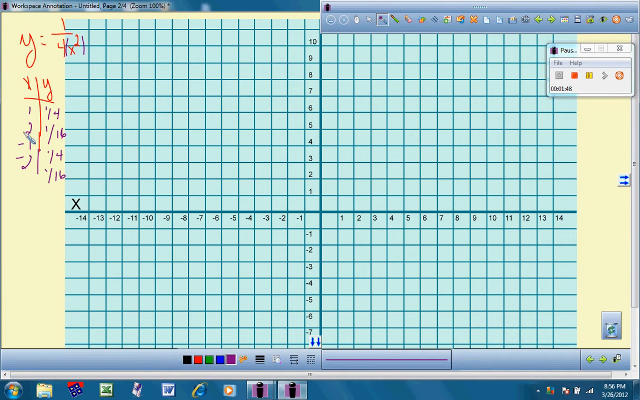Okay, so let's see what happens when I go to graph those points. You're going to graph 1 and 1/4, just approximate where it's at. You're going to graph 2 and 1/16. 1/16 is less than 1/4, so we're going to come below that. And then we're going to graph -1 and 1/4. And let's do -2 and 1/16.